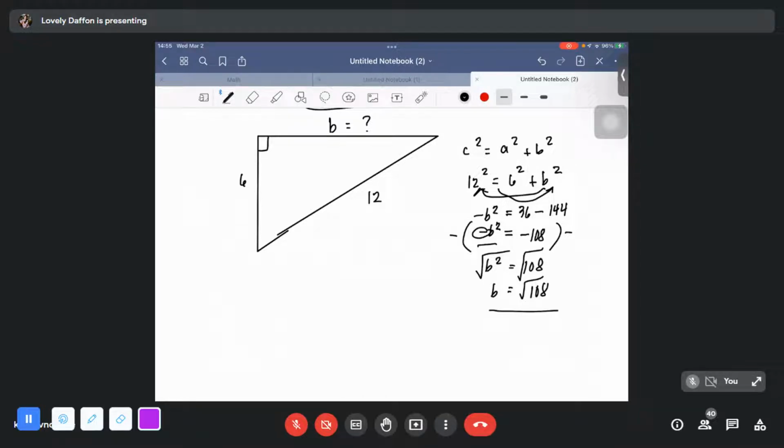Prime or composite? Is 108 prime or composite? Review, what is a prime?